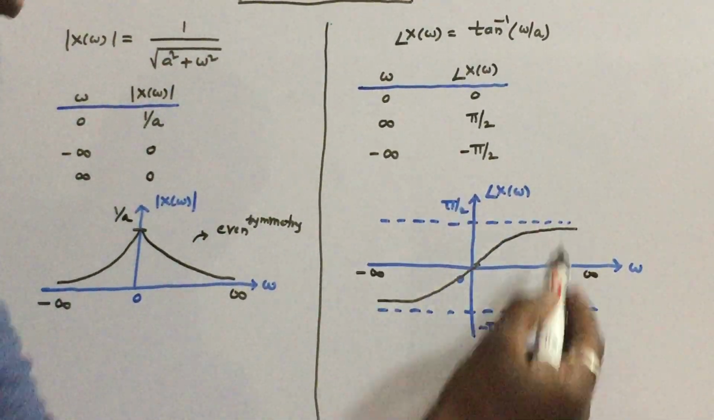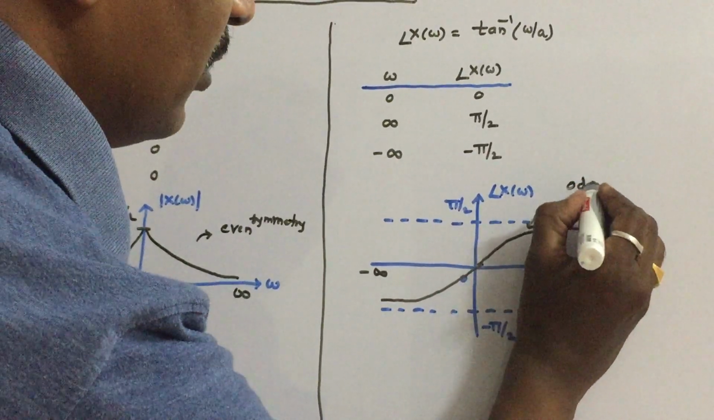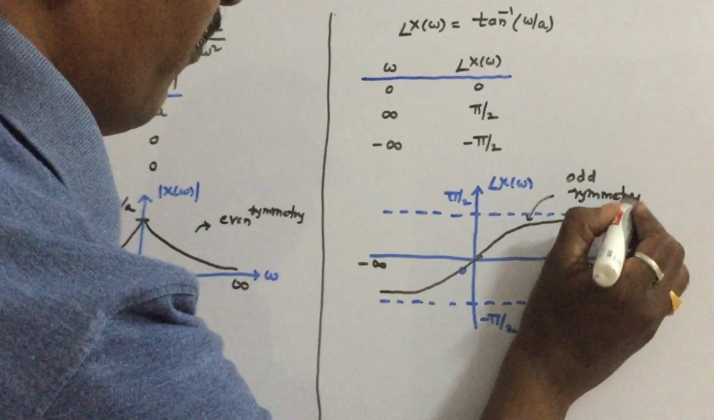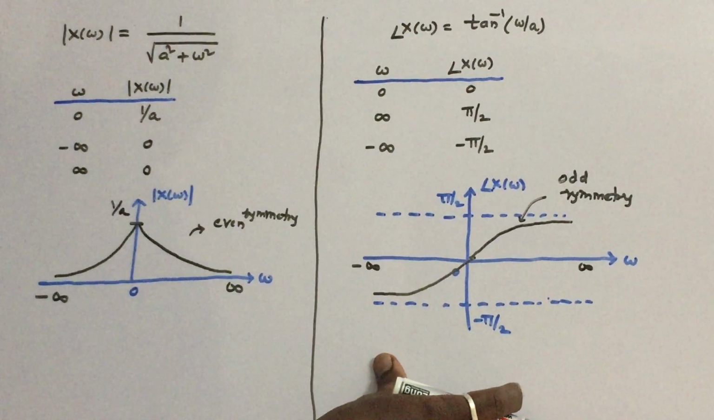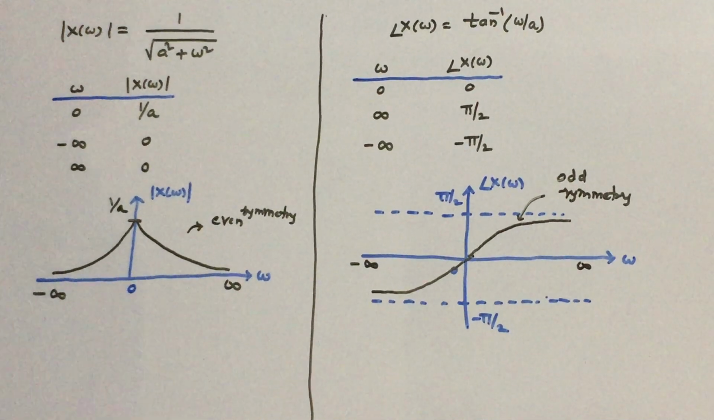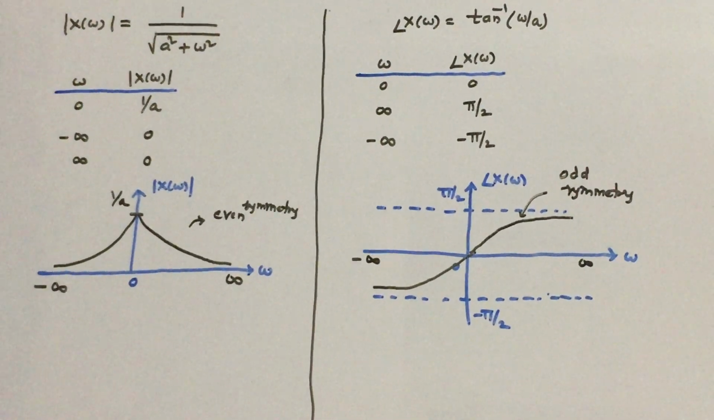You can see also in this case, the phase spectrum always has odd symmetry. If you take any problem and find the Fourier transform, the phase spectrum will always have odd symmetry, and the magnitude spectrum is always going to have even symmetry. So this is a very simple problem which you can solve very easily.